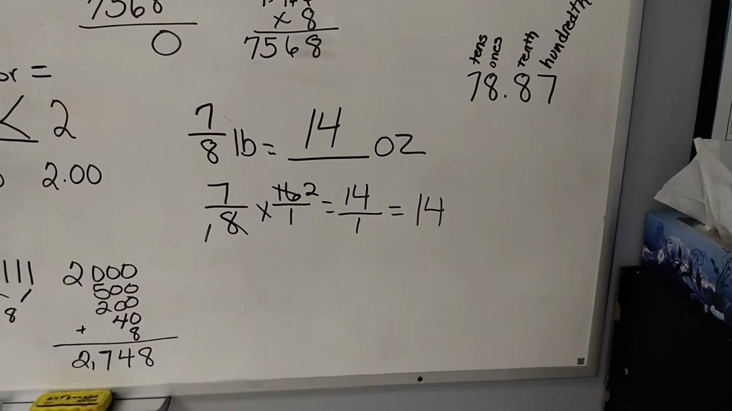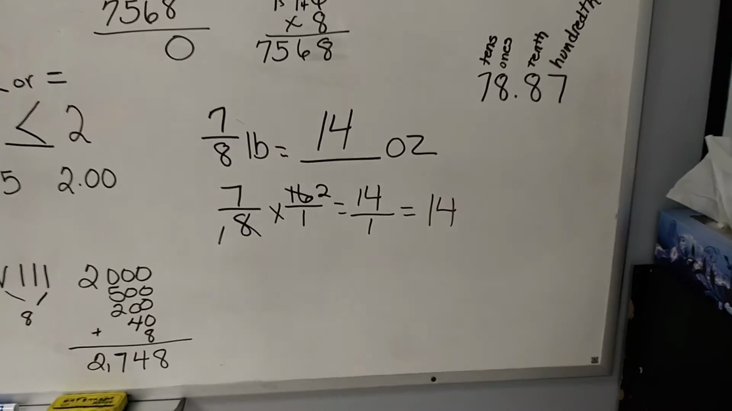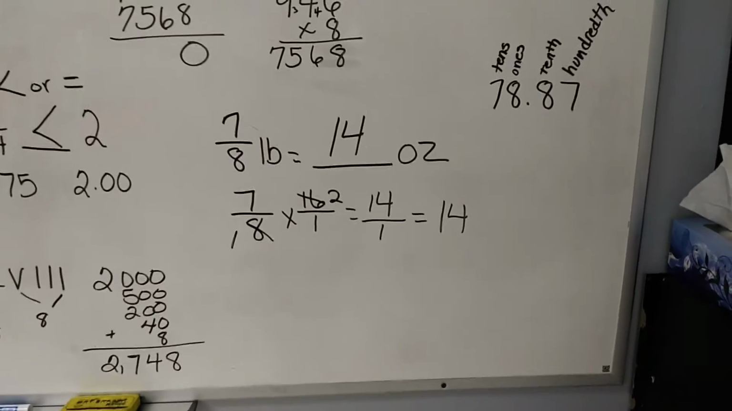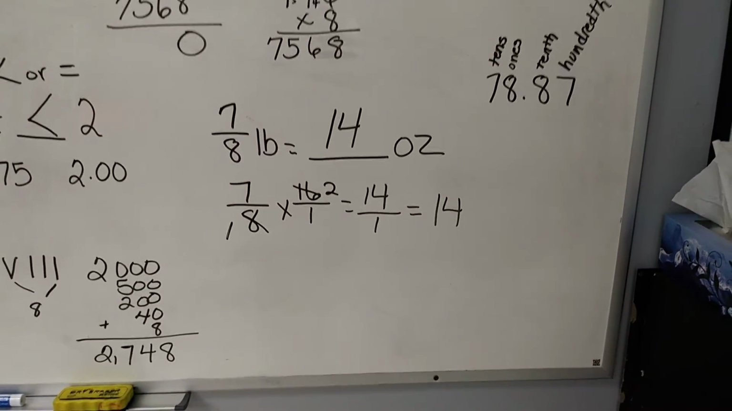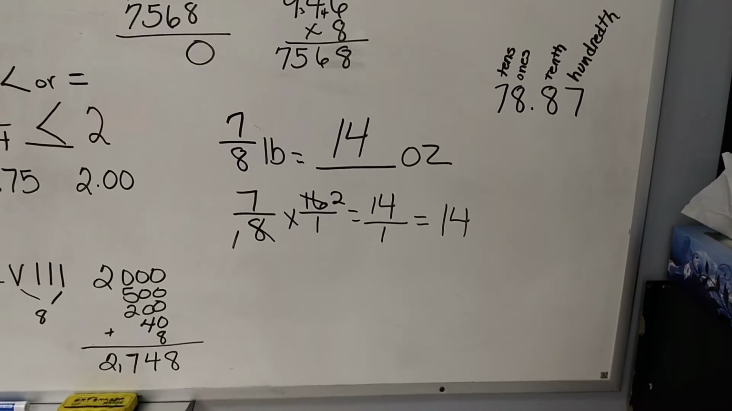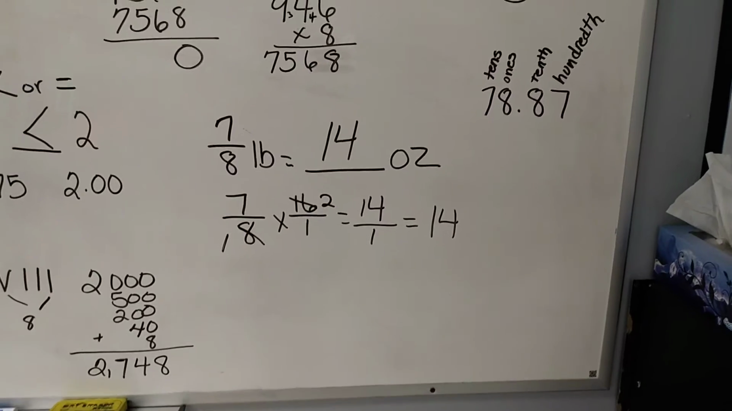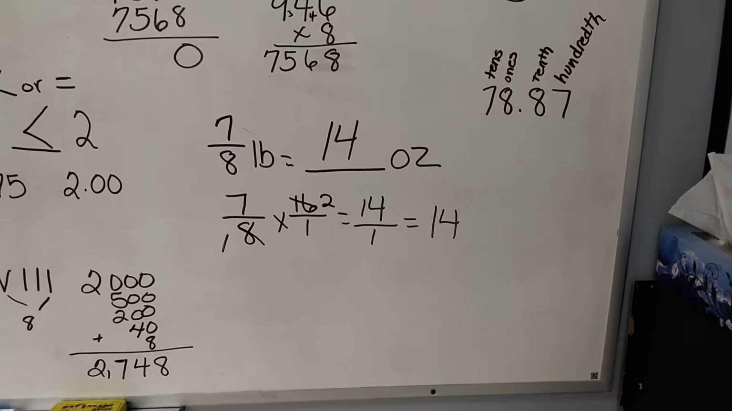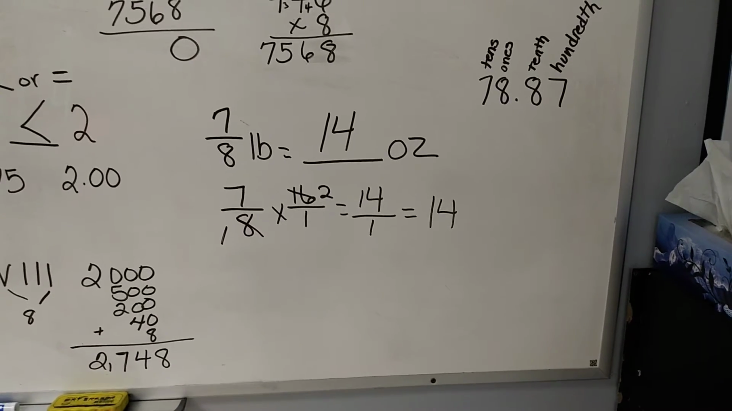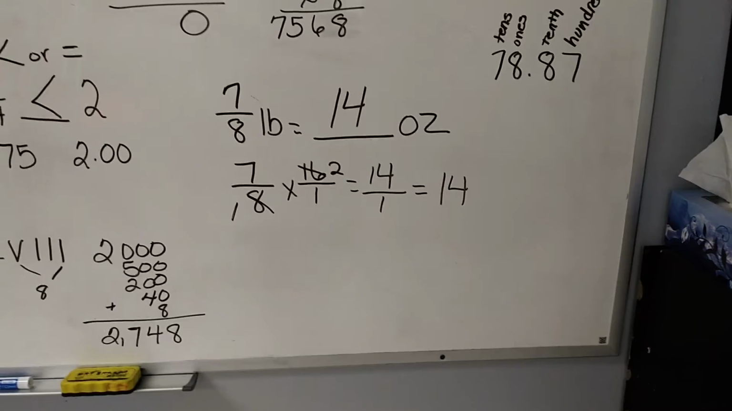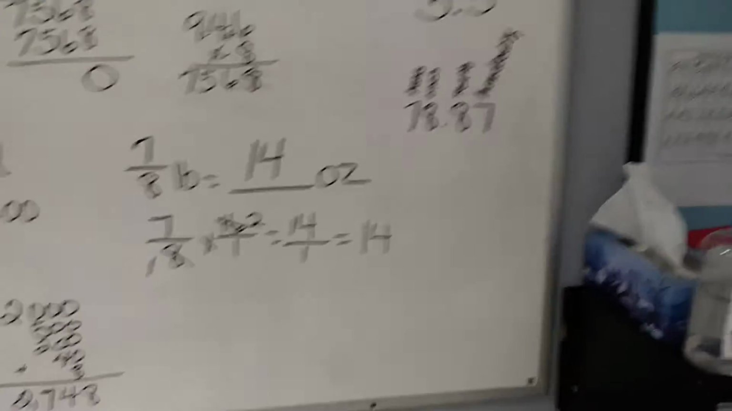All right, you have 7/8 of a pound equals how many ounces? You have 7/8 times 16/1 because there are 16 ounces in 1 pound. Which would equal 14/1, but you do your cancellations. 8 will go into 8 one time, 8 will go into 16 two times. 7 times 2 is 14, 1 times 1 is 1, which would equal 14. So 7/8 of a pound equals 14 ounces.